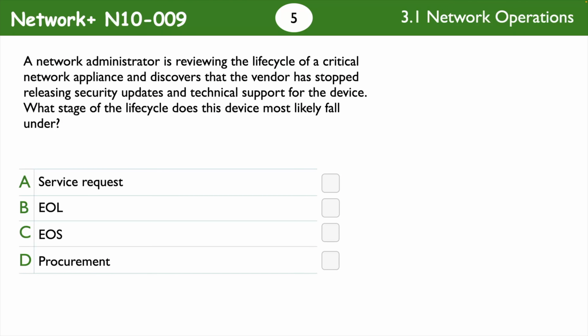Question 5. A network administrator is reviewing the life cycle of a critical network appliance and discovers that the vendor has stopped releasing security updates and technical support for the device. What stage of the life cycle does this device most likely fall under? A, service request, B, EOL, C, EOS, or D, procurement? Okay, go ahead and try and solve it on your own here.